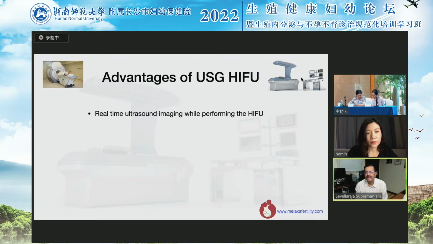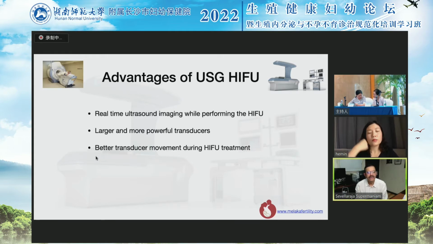The first advantage of ultrasound-based HIFU, we all know, is real-time ultrasound imaging while performing the HIFU. The second advantage is that the transducer used in ultrasound-based HIFU is bigger and more powerful compared to that in MRI-based HIFU. The third advantage is better transducer movement during HIFU treatment. The transducer can move in 3 directions, about 12 centimeters in all directions, whereas the movement in MRI-based HIFU is much less. Because of this, the operation time is also shorter with ultrasound-based HIFU.